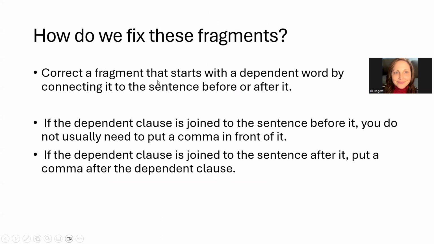how do we fix these fragments? To correct a fragment that starts with a dependent word, you connect it to the sentence before or after it. If the dependent clause is joined to the sentence before it, you do not need to put a comma in front of it. If the dependent clause is joined to the sentence after it, put a comma after the dependent clause. So that's just some punctuation notes.